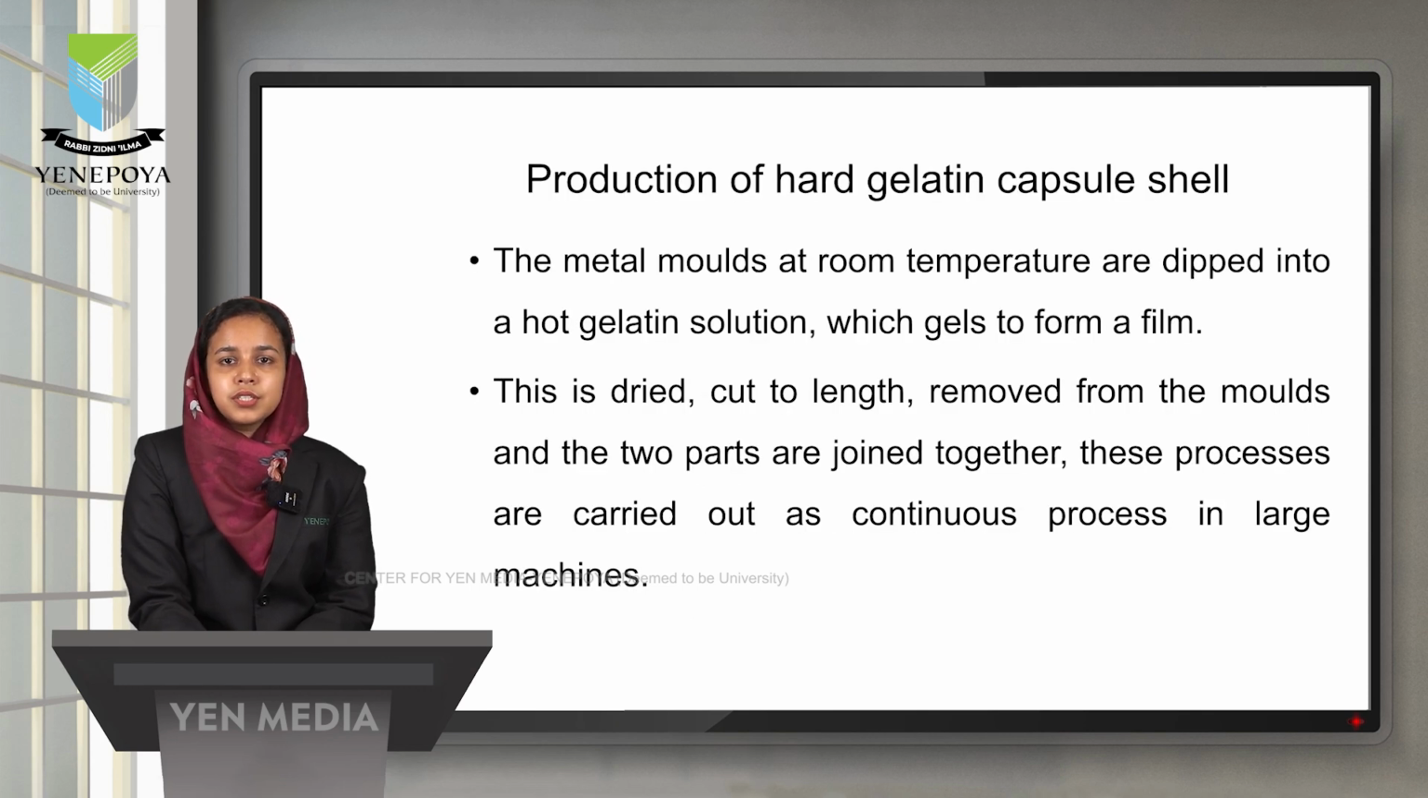Next, coming on to the production of the hard capsule shell. Here, the metal molds at room temperature are dipped into a hot gelatin solution which gels to form a film. This is then dried, cut to length, and removed from the molds, and then these two parts are joined together. These processes are carried out as a continuous process in large machines.